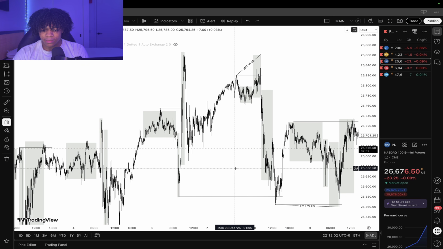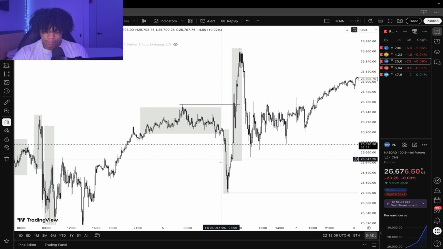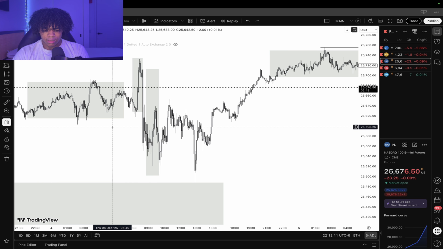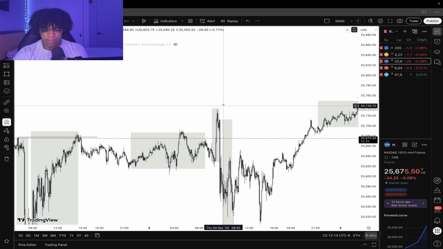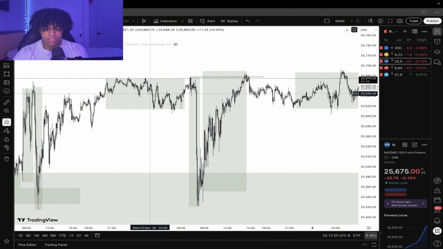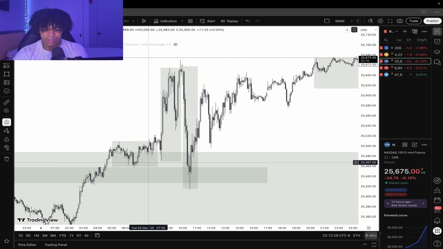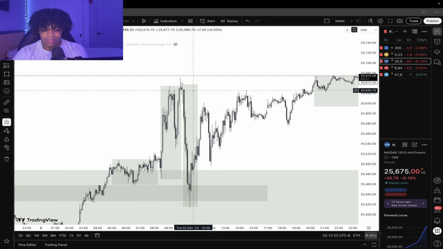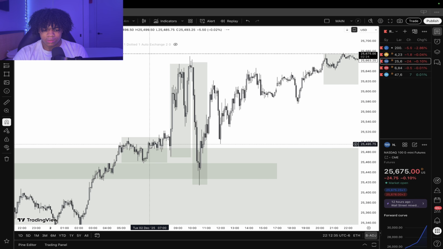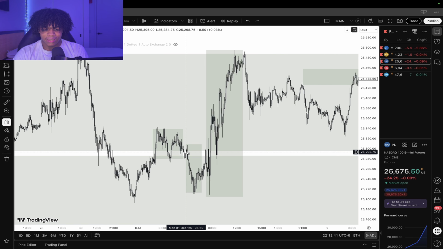So not only for these 2 days, but if we go back, what can we see? Friday, accumulation high, manipulation lower, distribution higher. Thursday, accumulation, manipulation higher, distribution lower. Wednesday, accumulation, manipulation lower, distribution higher. Tuesday, accumulation at the lows, right? A manipulation higher, and then a distribution lower, taking out that original consolidation low. Now going into Monday, what do we see? An accumulation, a manipulation lower, and a distribution higher.